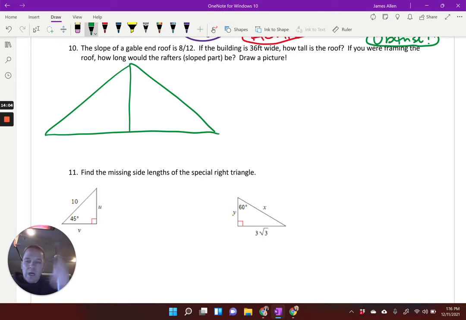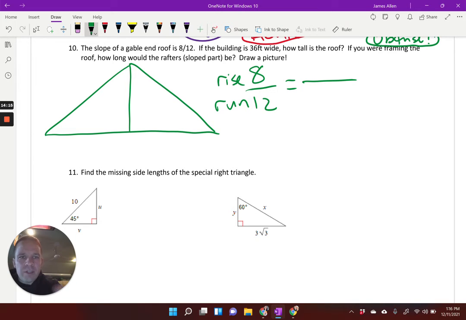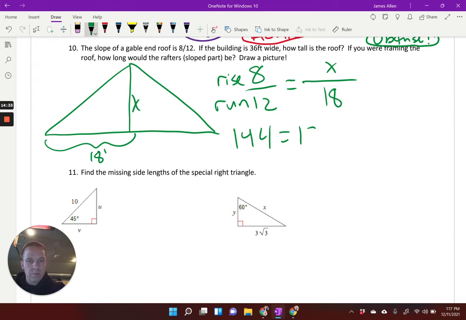There's going to be other ones in there as well, but we're not really worrying about those lengths, so this is what we'll work with. I got an 8/12 pitch. That is rise over run. Well, I've got a 36-foot wide building, which means that this right here is going to be 18 feet, right? Halfway across. That's my run, so that's my 18 here. My X is going to be my rise. Let's cross multiply. I got 8 times 18, and that is going to be 144 equals 12X. Divide this by 12. X equals 12 feet for my rise.